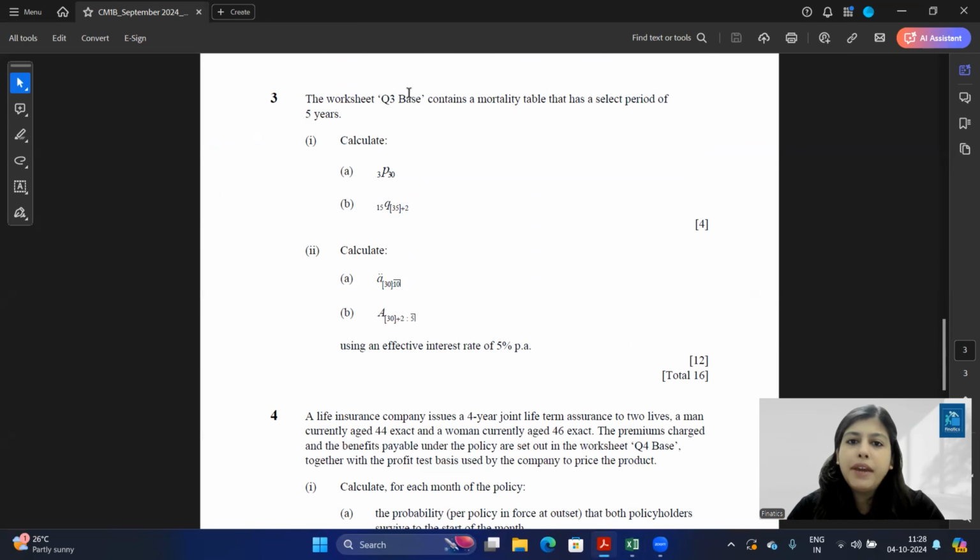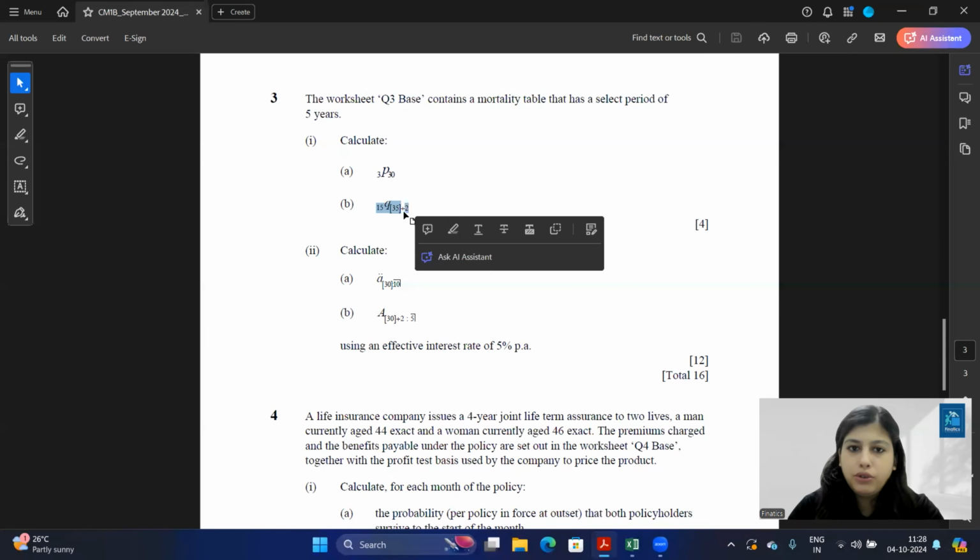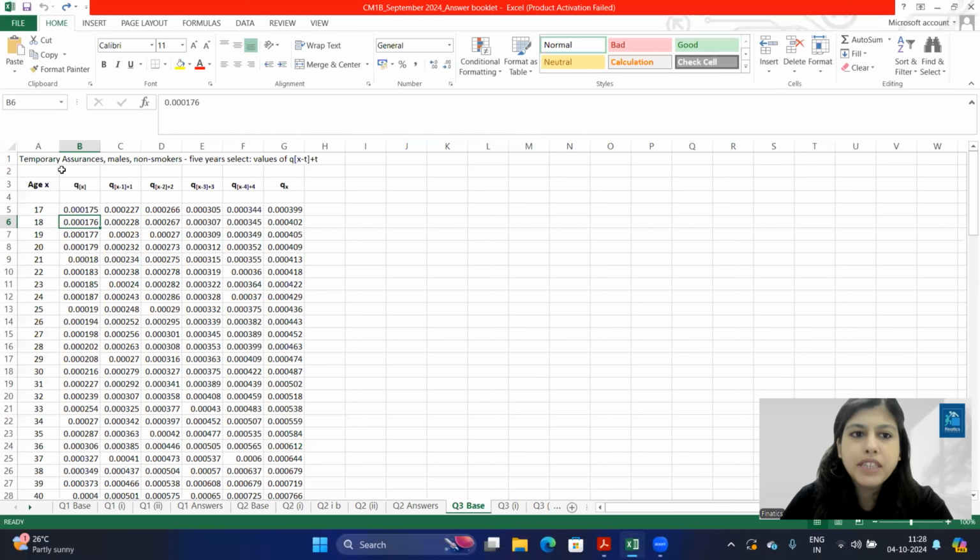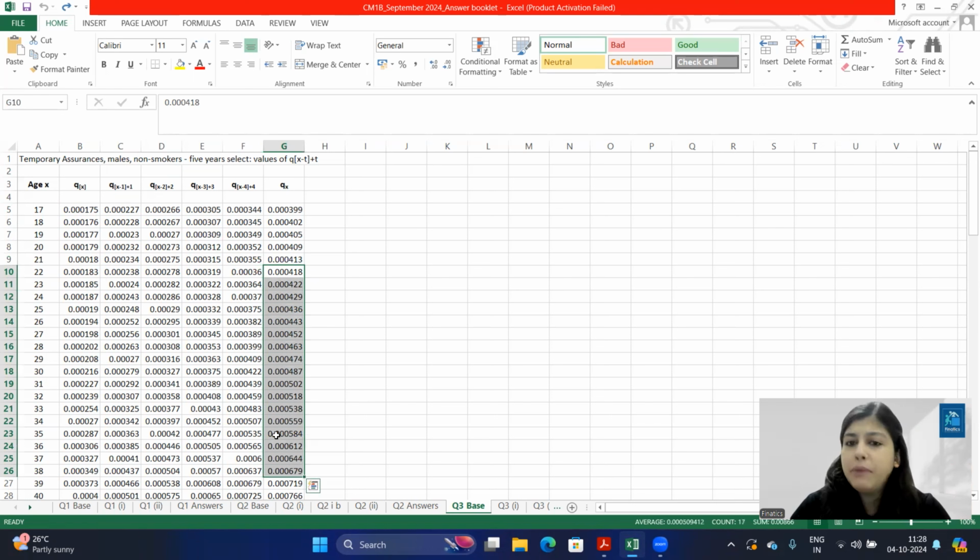Question 3. The worksheet Q3 base contains a mortality table that has a select period of 5 years. Calculate 3P30, 15Q35 plus 2. So first, let's see question 3 base. Temporary assurances, males, non-smokers, and 5-year select values have been given. So basically, a person will be selected here. After that, suppose someone is selected at age 17, at age 18 it will be here, at age 19 it will be here, at age 20 it will be here, at 21 it will be here, and after 22 he will keep on being at the ultimate probability. Okay, so that's the main catch over here.